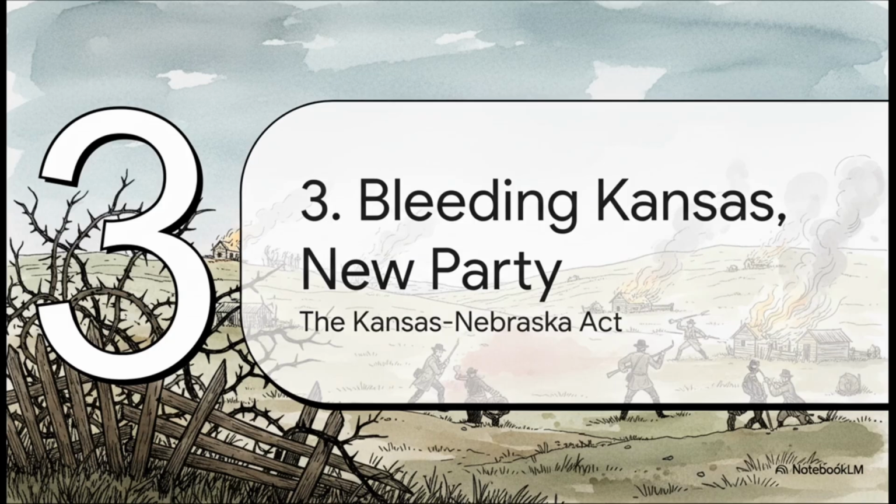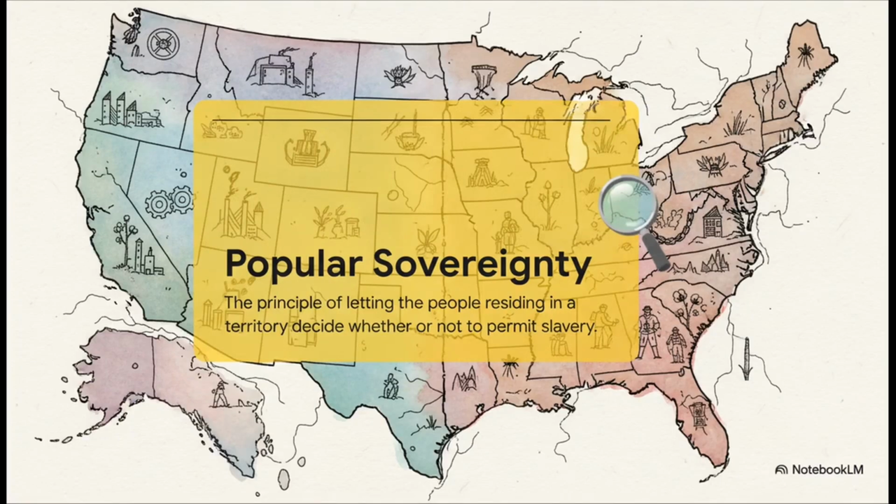Then, in 1854, Senator Stephen Douglas is back with a new plan. He wants to organize the Kansas and Nebraska territories to make way for a transcontinental railroad. But to get the South on board, he had to tear open the whole slavery debate again. His solution was this idea called popular sovereignty. And on the surface, it sounds pretty democratic, right? Just let the people who actually move to the territory vote on whether or not to have slavery. I mean, what could possibly go wrong?